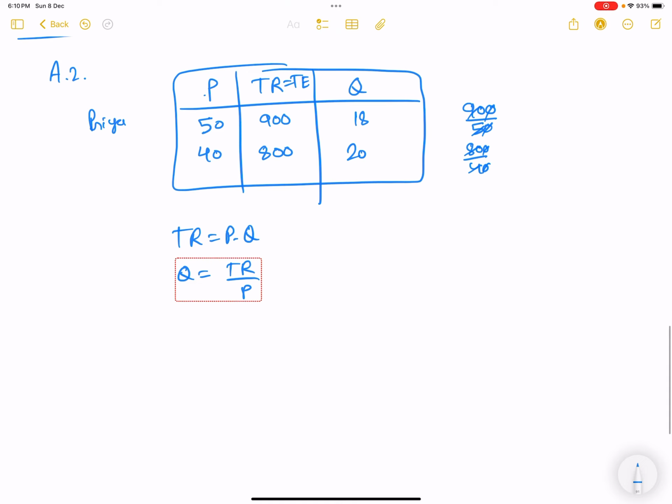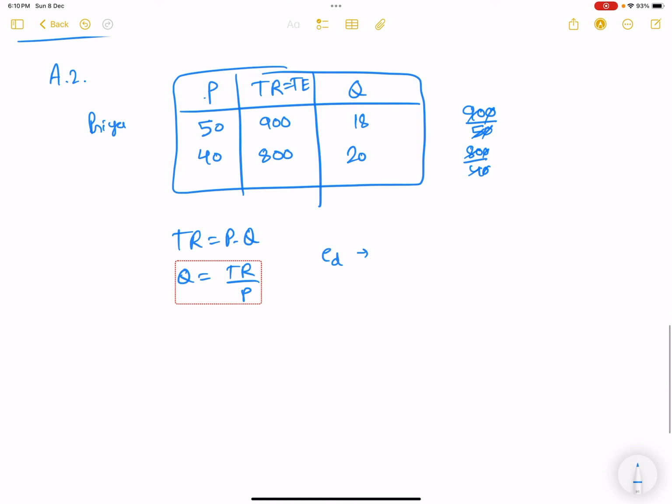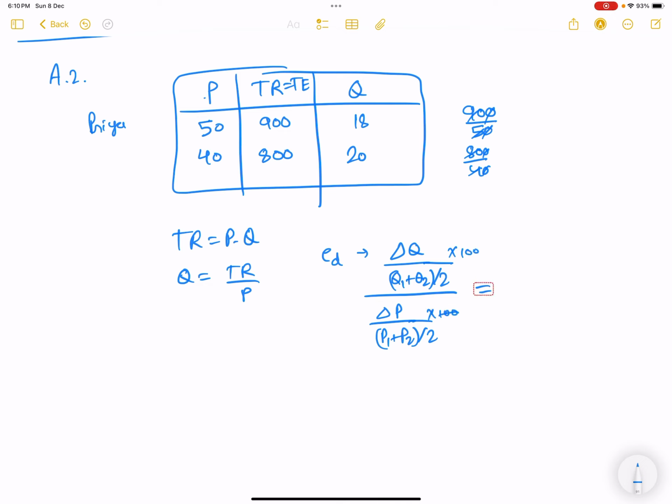Now if you want to find the elasticity of Priya with respect to the midpoint method, the formula is change in Q by (Q1 plus Q2) by 2, over change in P upon (P1 plus P2) by 2. Now this can be multiplied by 100 into 100, so 100 would cancel out. You can cancel out 2 as well. So this would simplify to change in Q by change in P into (P1 plus P2) by (Q1 plus Q2). If 2 cancels out, we are left with this.